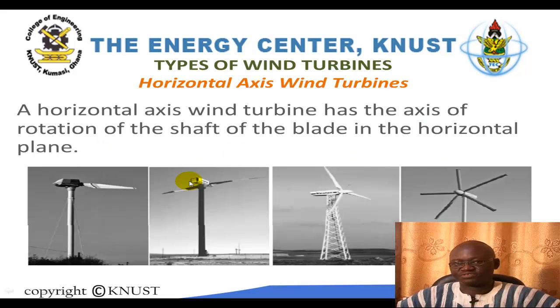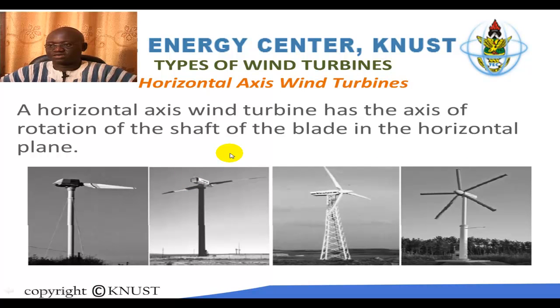So we move on to some types of wind turbines. There are two general types of wind turbines: the horizontal axis wind turbines and the vertical axis wind turbines. Now, the horizontal axis wind turbine is a category of wind turbines that have the axis of rotation of the shaft of the blade in the horizontal plane. So you have the blade rotating, and the axis of the shaft that rotates the blade lies in the horizontal plane. On this page, I've given some clear demonstrations, so you can have turbines with just one blade, 2, 3, 4, and some, etc.